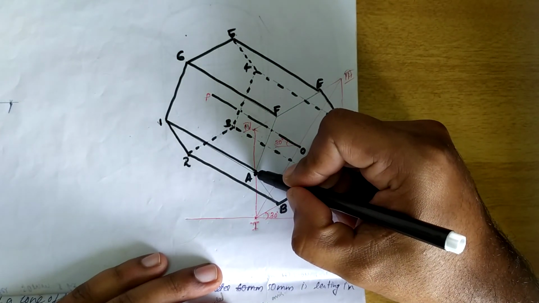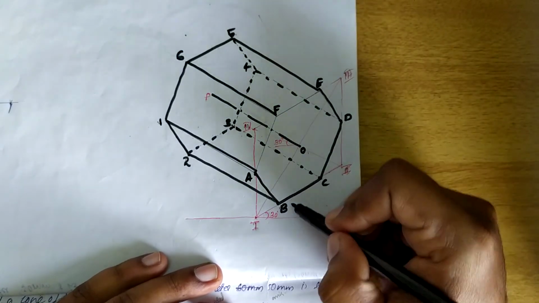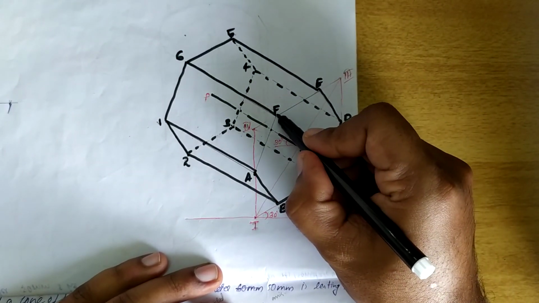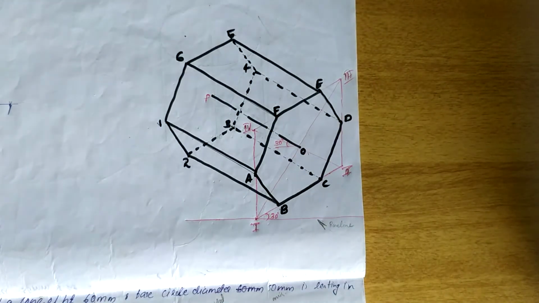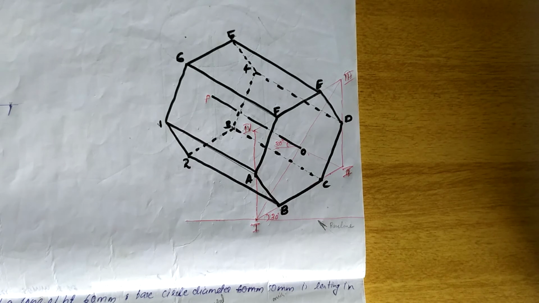So join AB as a continuous dark line, then BC, CD, DE, which are already joined, then EF should be a continuous line, then FA should be a continuous line. This way we can complete the isometric view of the given hexagonal prism which is lying on one of its rectangular faces with the axis perpendicular to VP.